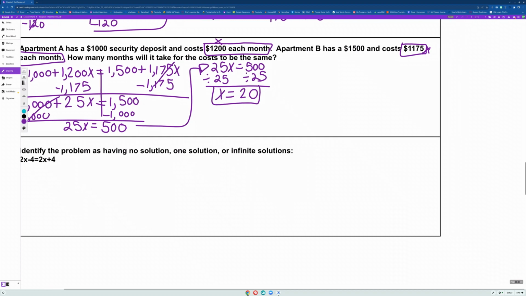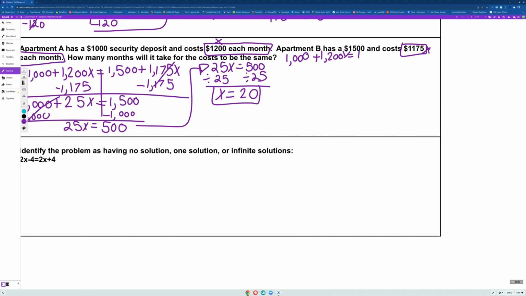So now I'm going to go ahead and just double check my answer. So I'm going to rewrite my problem. 1,000 plus 1,200x is equal to 1,500 plus 1,175x. So now rewriting it, but instead of my x, I'm going to put 20.